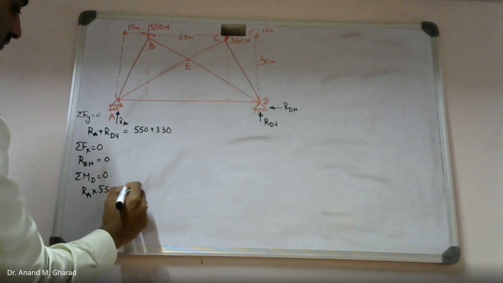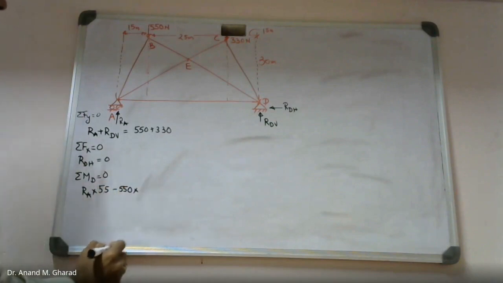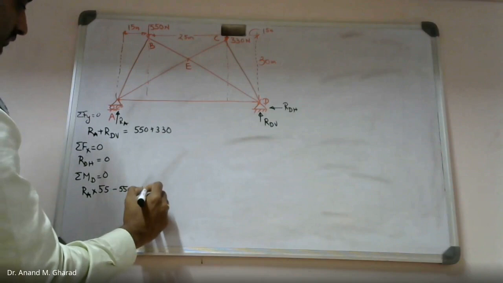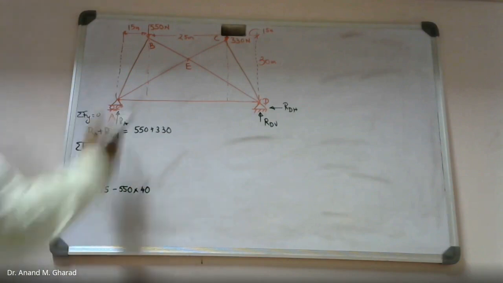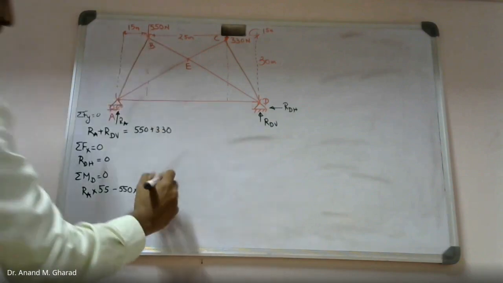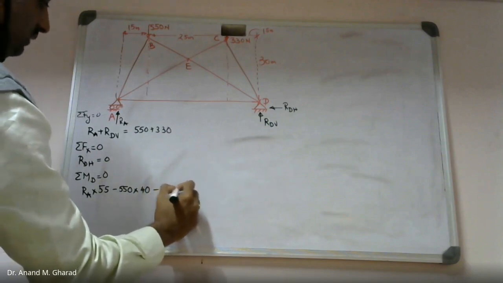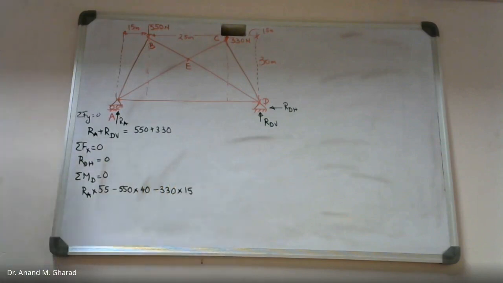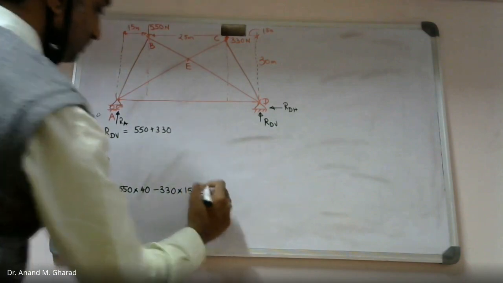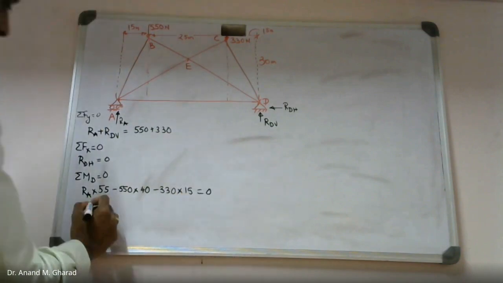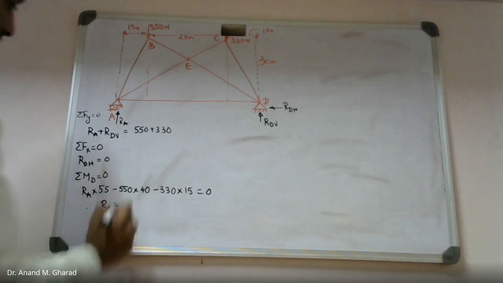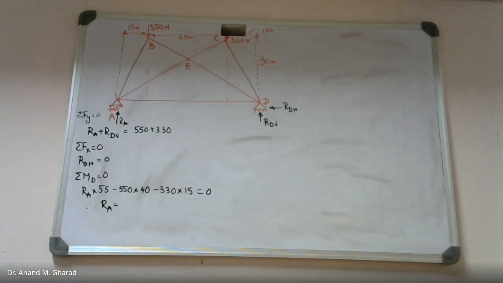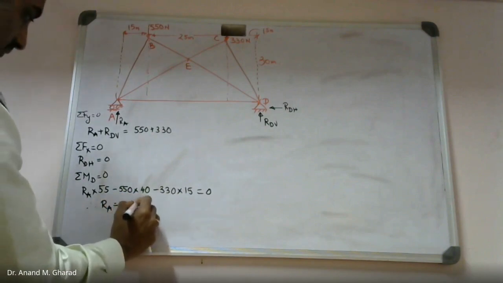Then minus 550 into 25 plus 15, 40. Minus because it will rotate in the anti-clockwise direction, and again minus 330 into 15 equated to 0. Therefore, you will get some value for RA. How much do we get? Is it 490? Yes, 490 Newton.